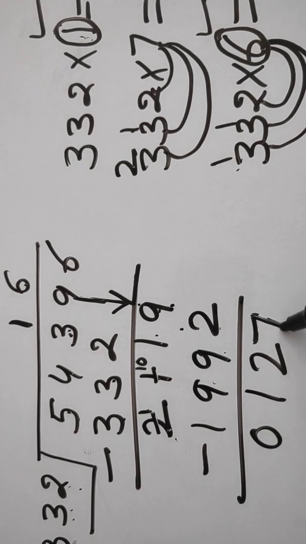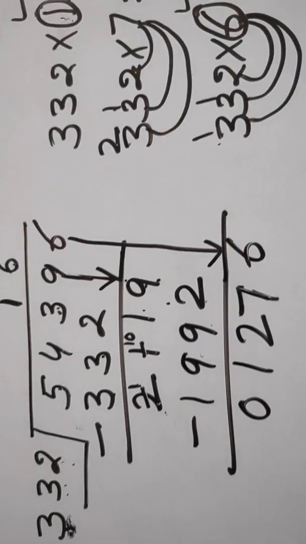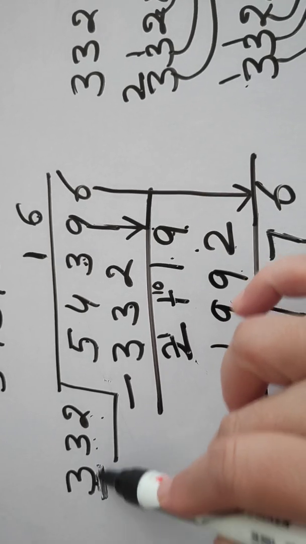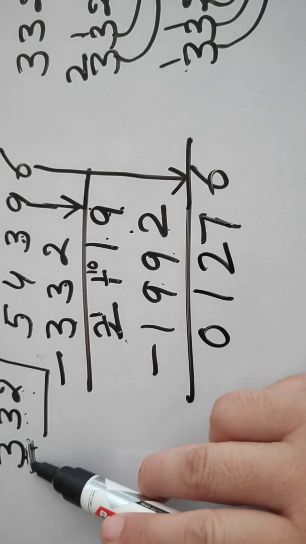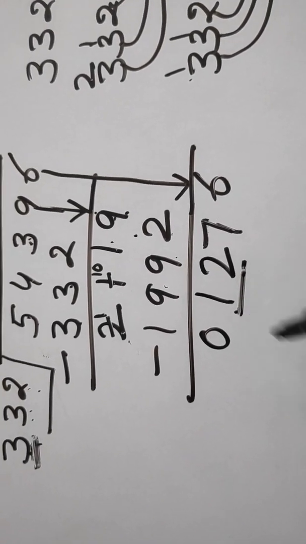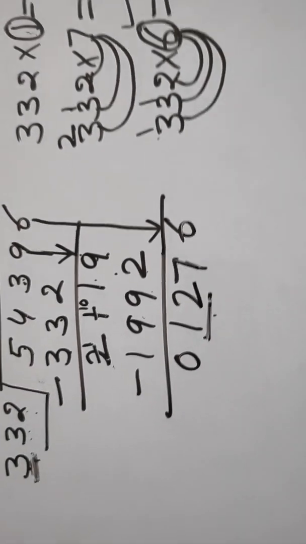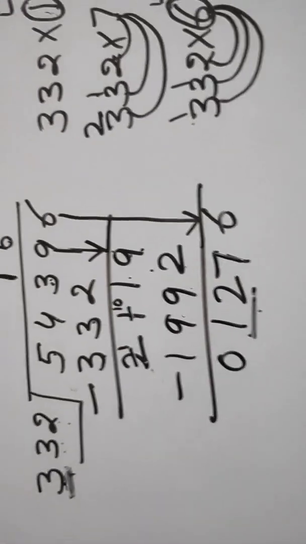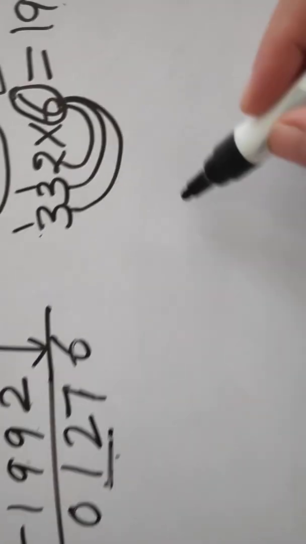Now we will bring down the next number, the last digit, it is 6. Again we will check. Firstly we will get the idea of our division. We will read the table of 3 near about 12, because 1 is small, that's why we will check it up to 12. 3 fours are 12, so we get the nearest idea that 332 we can multiply by 4.